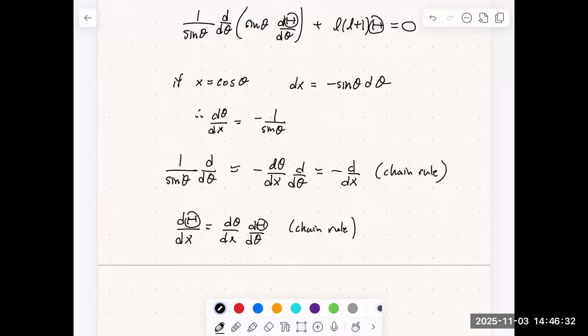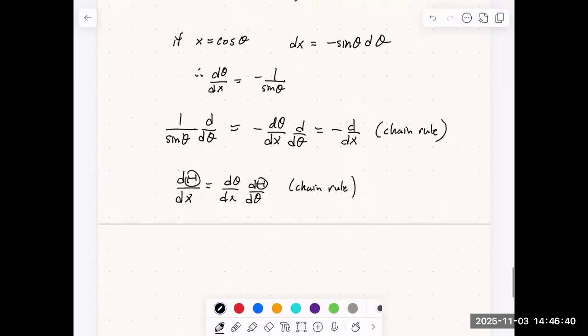1 over sine theta. And so therefore, let's put this on the next page. This is minus 1 over sine theta, d theta by d theta. And so therefore, d theta times sine of theta is equal to, let's see, is that what I wanted?